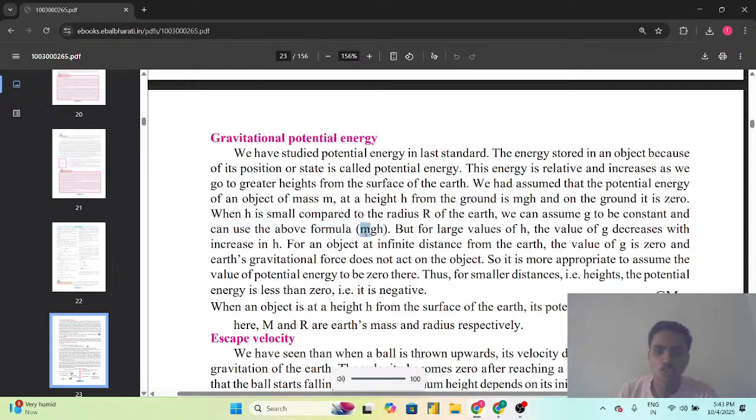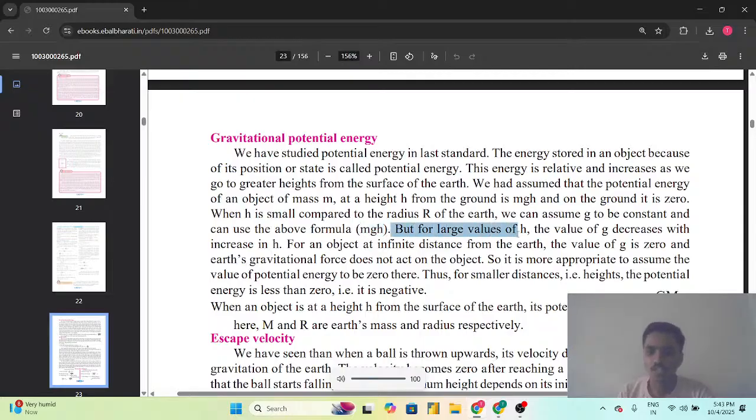So mgh is the formula which we derived in lower classes for the potential energy. So when to use this formula? When h is small compared to the radius of the earth, that is, if the height we have is very small in comparison to the radius of the earth, then at that moment we can use the formula for the potential energy, that is mgh.